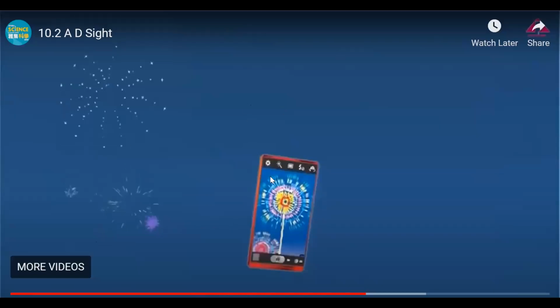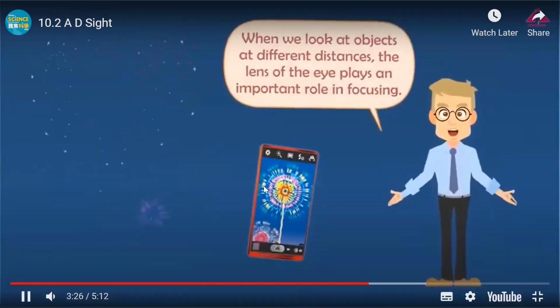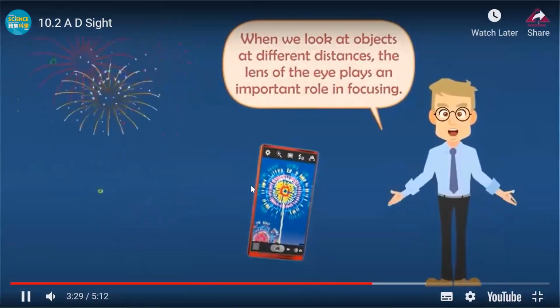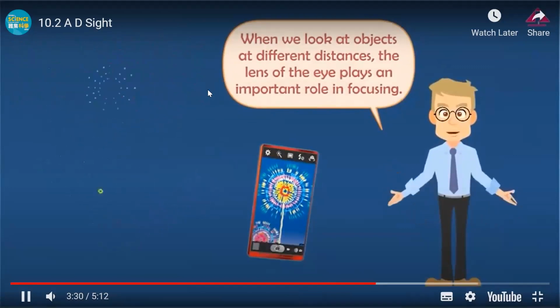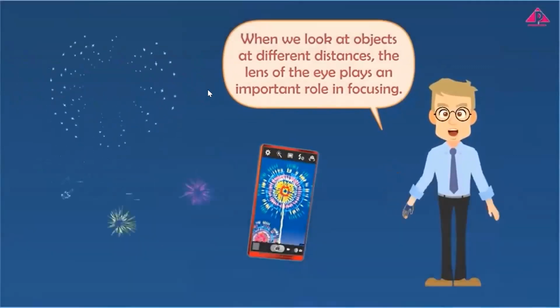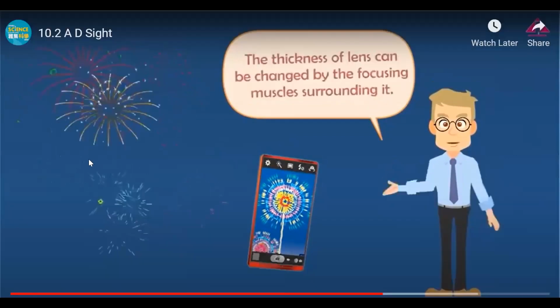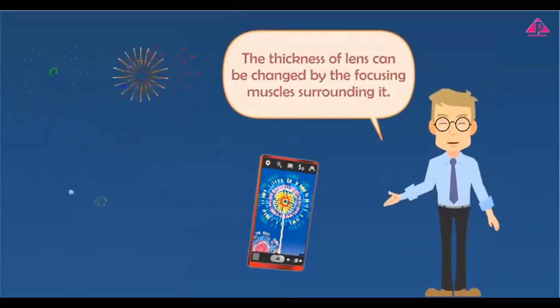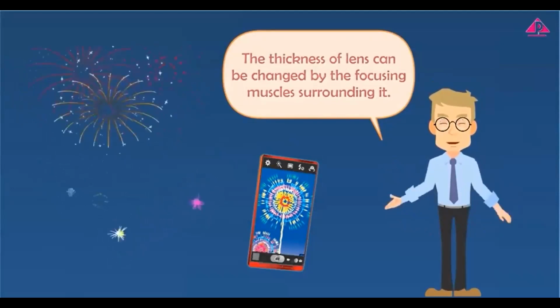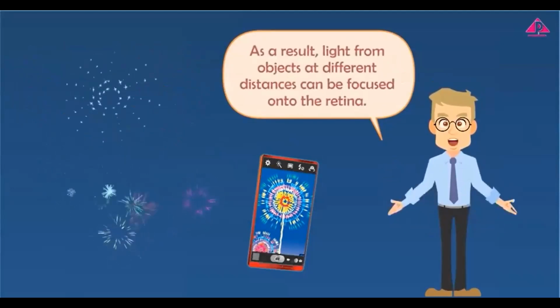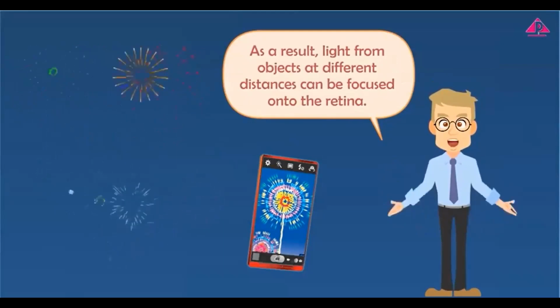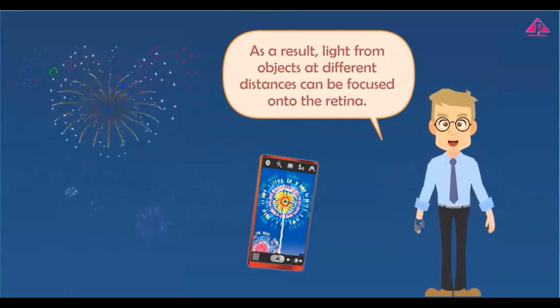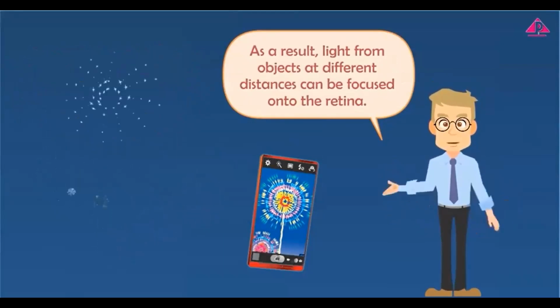Okay, so let's continue to watch this video. When we look at objects at different distances, the lens of the eye plays an important role in focusing. The thickness of the lens can be changed by the focusing muscles surrounding it. As a result, light from objects at different distances can be focused onto the retina.